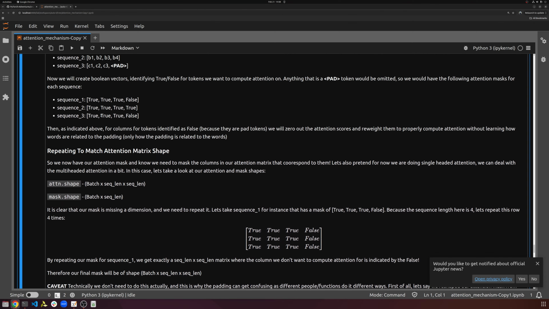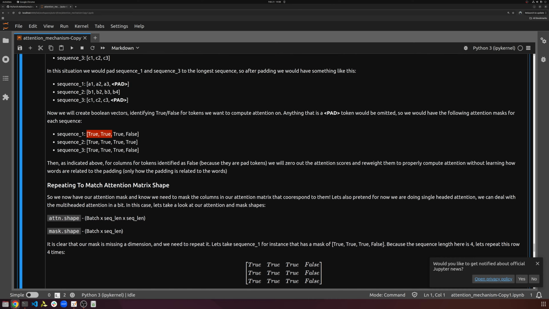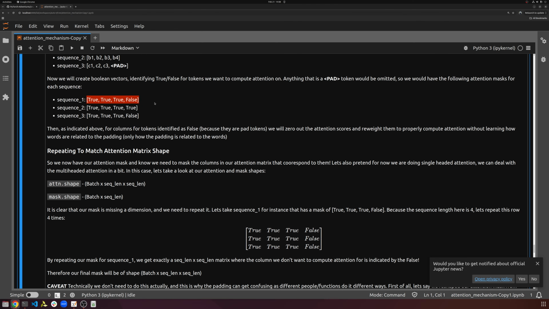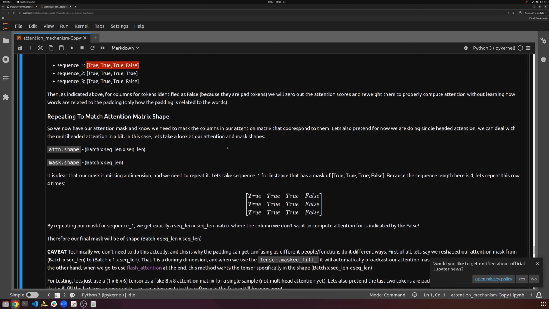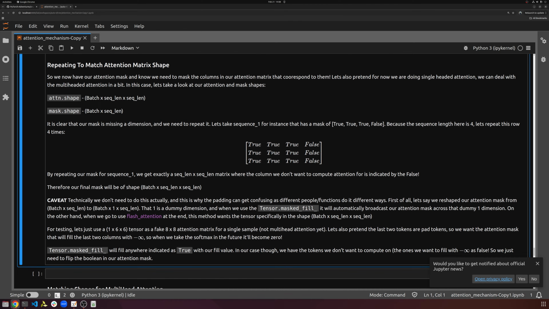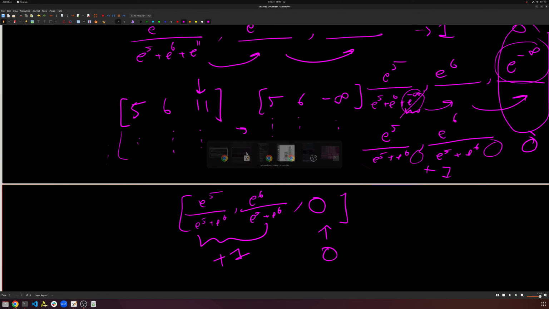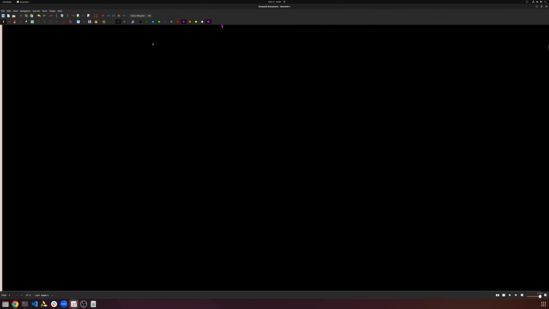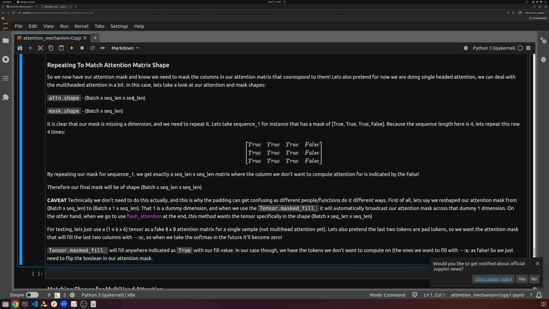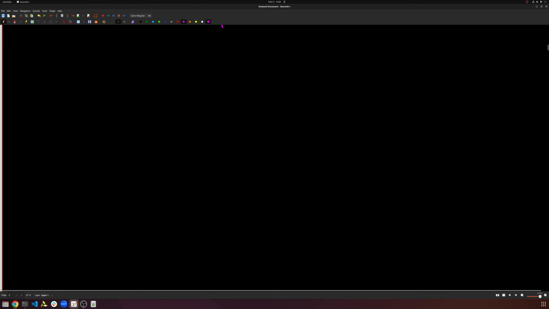So for example, notice that for sequence 1, it's true, true, true, false, and this is a length 4. I'm just going to take this and repeat it. So it makes true, true, true, false, true, true, true, false, true, true, true, false. Actually, no, there should be one more here. I'll just draw it out and fix that later. It's my bad. So we have a true, true, true, false.